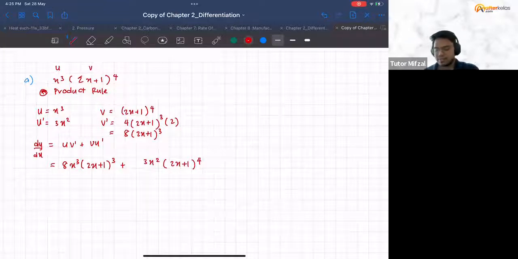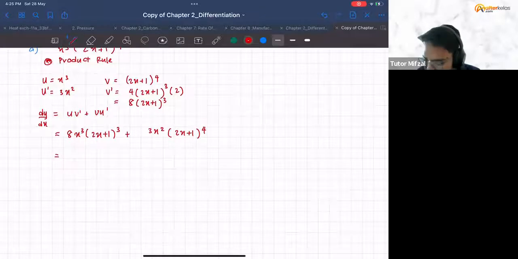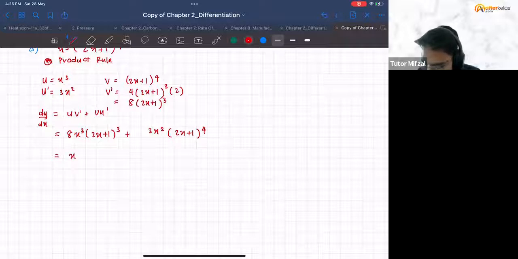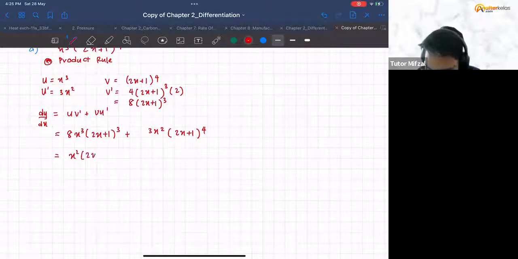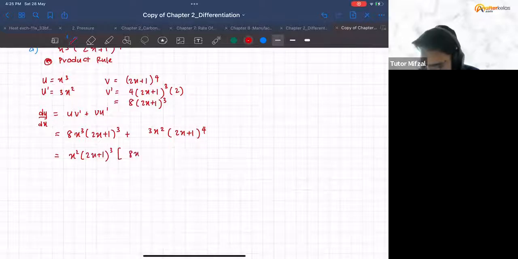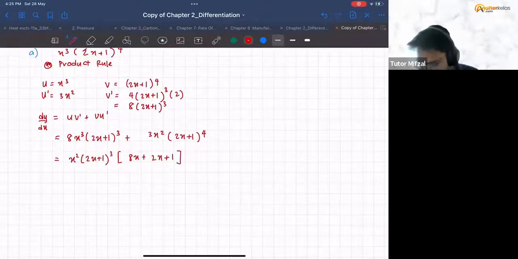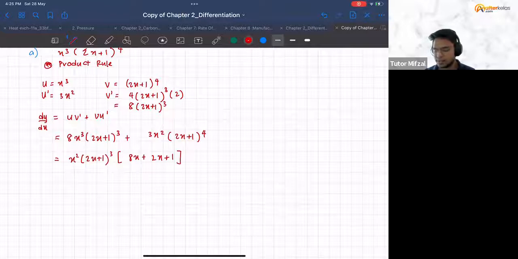Okay, this is slightly difficult, right? So we have to simplify. So how can we simplify this? All right, simplify, you see this is x squared. So we can take out x squared, and we can also take out (2x plus 1) to the power of 3. So here it will become 8x plus (2x plus 1). Okay, 8x plus 2x plus 1.